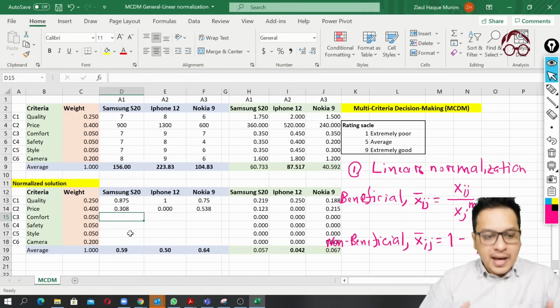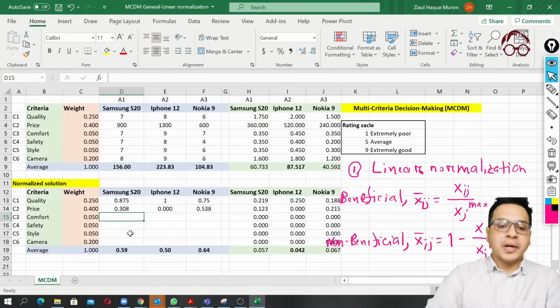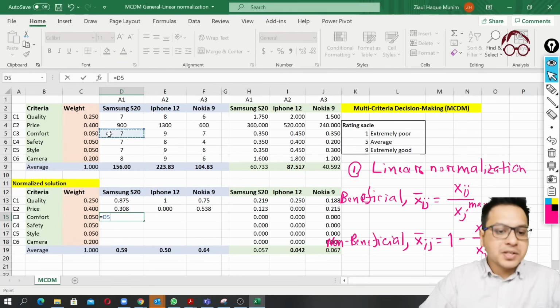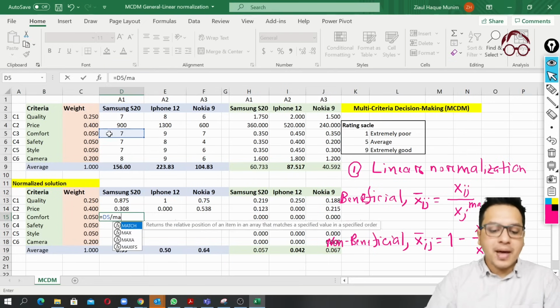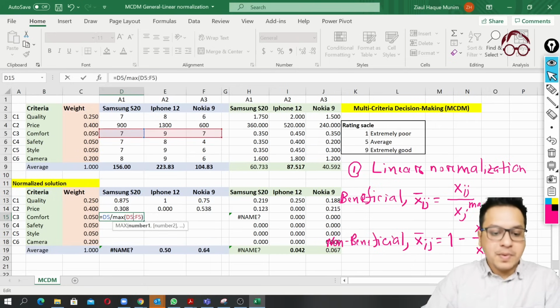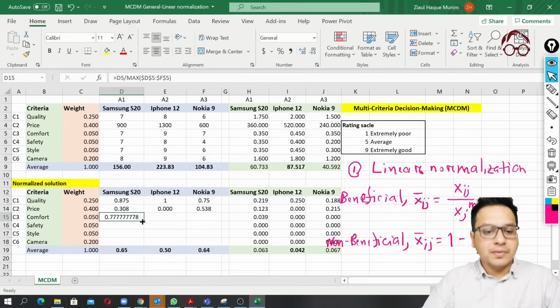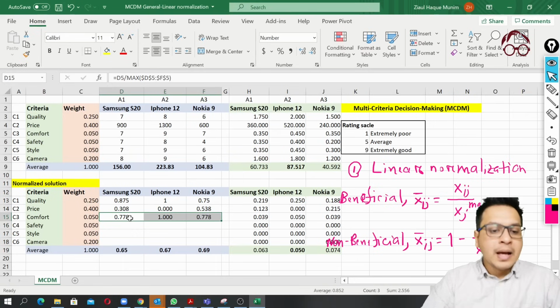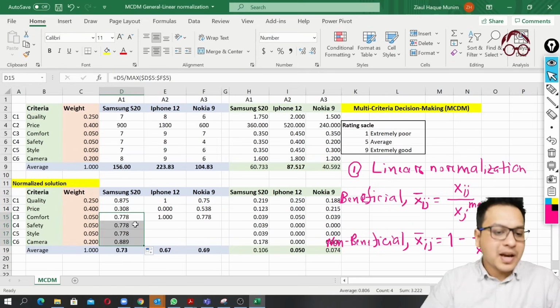And then comfort and the others are all again beneficial criteria, so it is rather simple. Here we are just going to divide this by the max value of this range, and you have to remember to fix the denominator, right? And we are just going to drag it. Again, we make it 3 decimal points. And if you want to make it faster, you can also drag these ones, because here we are not going to have much change.